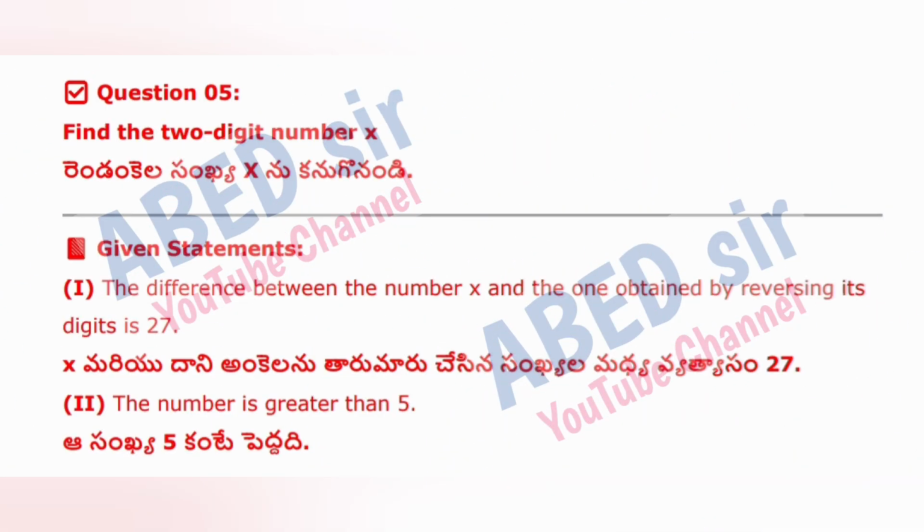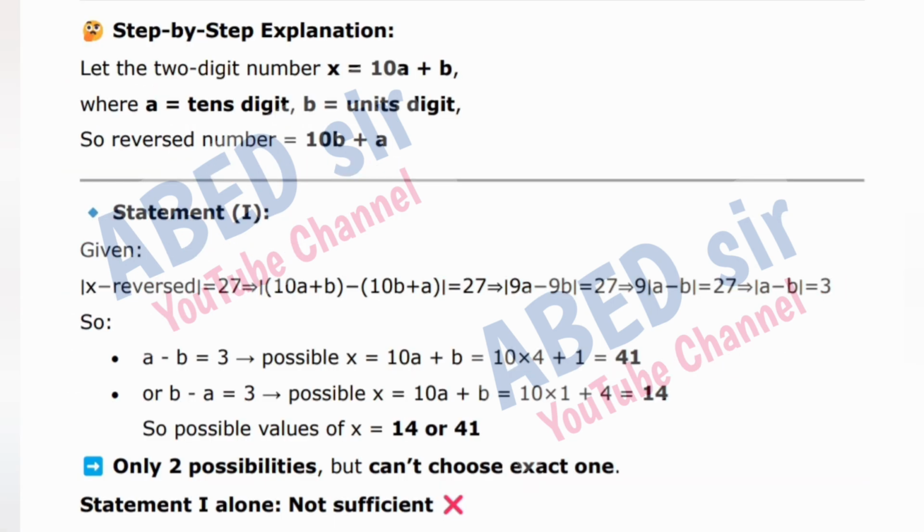Find the two-digit number x. Given statements. 1. The difference between the number x and the one obtained by reversing its digits is 27. 2. The number is greater than 5. Step-by-step explanation. Let the two-digit number x be equal to 10a plus b, where a is the tens digit, b is the units digit. So the reversed number is equal to 10b plus a.